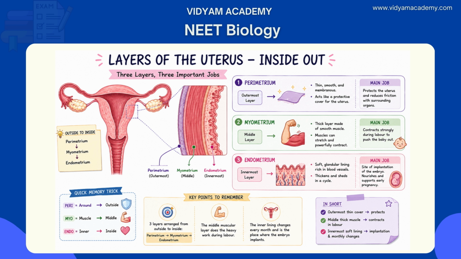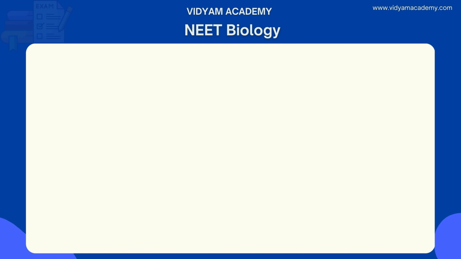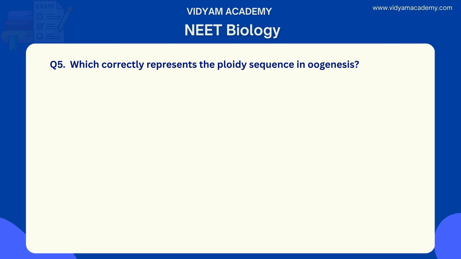Option C correctly pairs each layer with its function, making it the only accurate match. That's what option C is, exactly matched here. And let's move to question number 5. Which correctly represents the ploidy sequence in oogenesis?